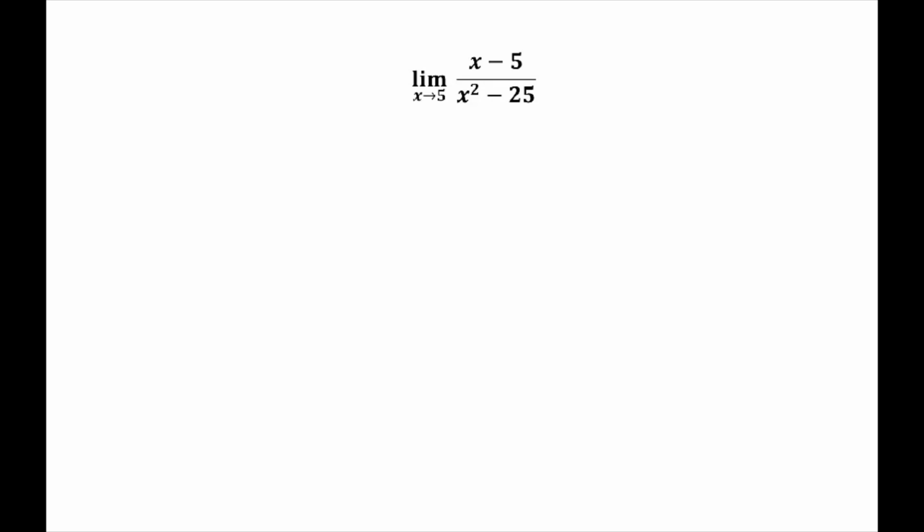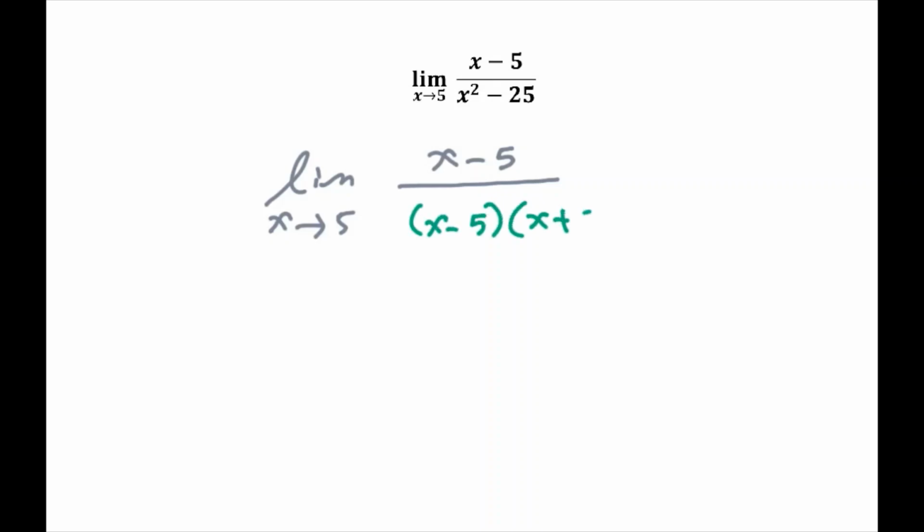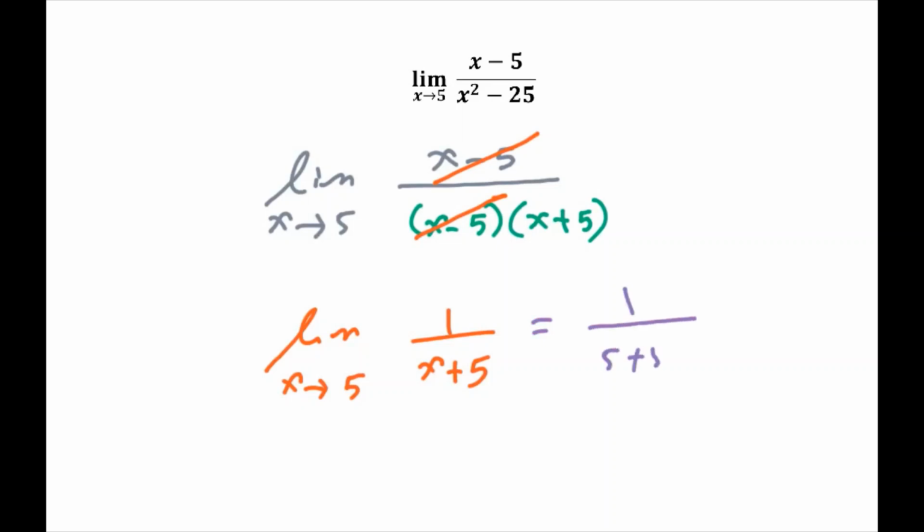What we are going to do here, we will try to factor. So we are going to factor the denominator. So x squared minus 25, this is the difference of two squares. So it will be x minus 5 times x plus 5. And then you can cross out the common factors. So limit as x approaches 5, 1 over x plus 5. And at this stage you can substitute x by 5. And the answer is 1 over 10.